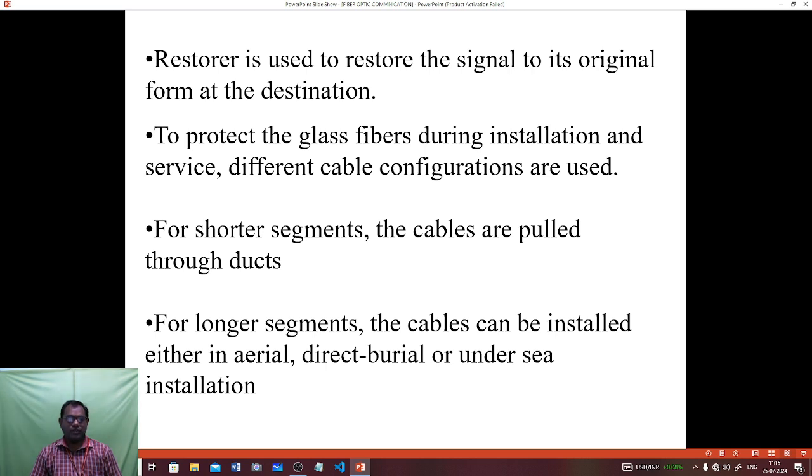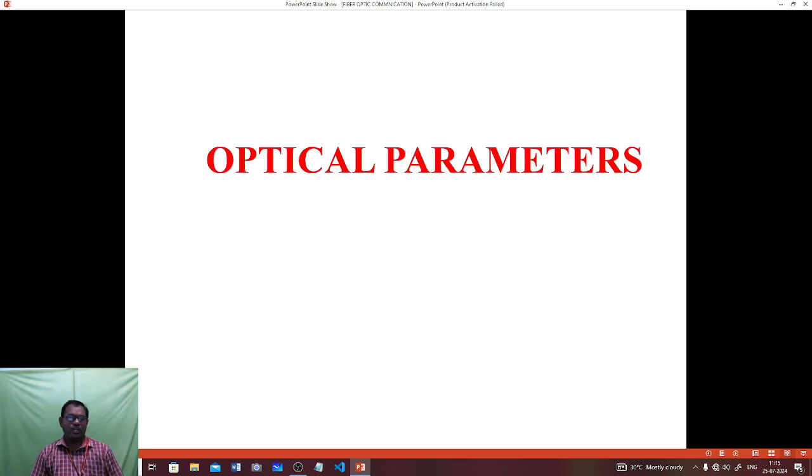To protect the glass fiber during installation and service, different cable configurations are used. For shorter segments, the cables are pulled through a duct. So for short distances we use the duct method, but for long distances we use underground cables. For installed longer segments, the cables can be installed either aerial, direct burial, or as undersea installation of the optical fiber cables.